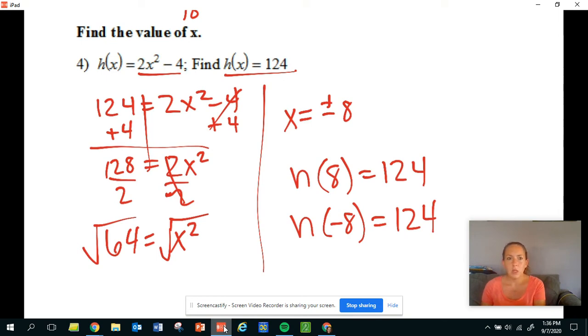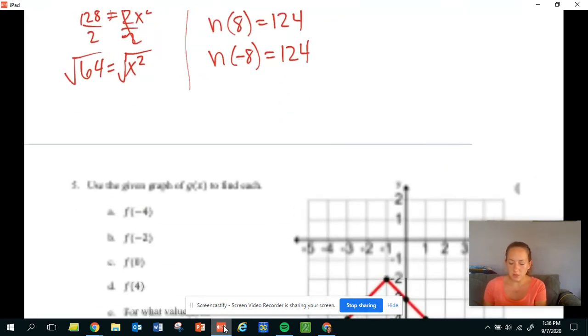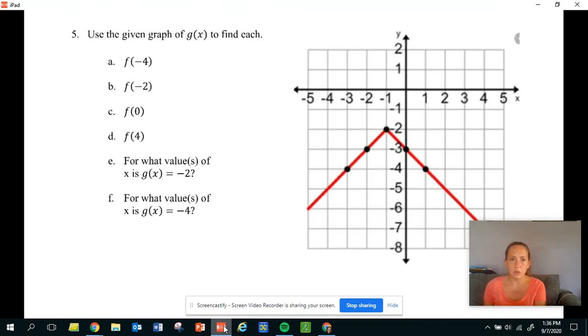Cool. So the new stuff this week, we're going to be looking at graphs. And we're going to be using function notation on a graph. So you just have to remember which is inputs or outputs, which is x or y. So for this first one, what it's saying, oh man, I forgot to change the letter. That's supposed to say f. That says f.